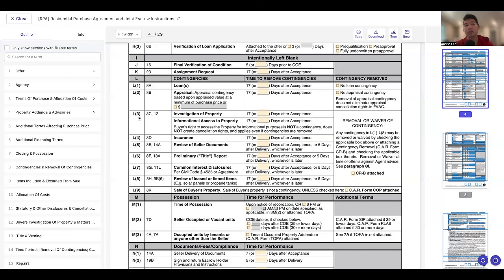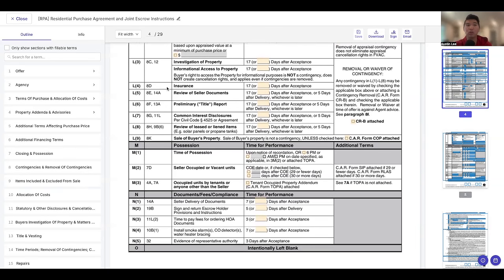All right, another section is going to be investigation of property. This is the most subjective. Again, if you look at the property and you don't like it, you don't think this is what you want to go through with, you can also have this contingency as well. Informational access to property is also very similar. It pretty much just allows you to visit the property.